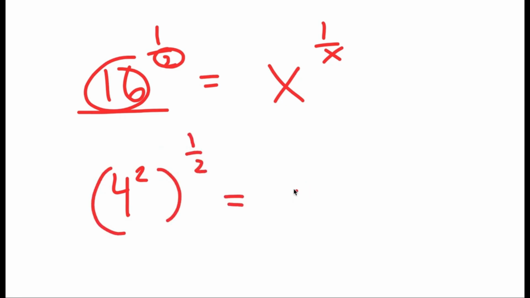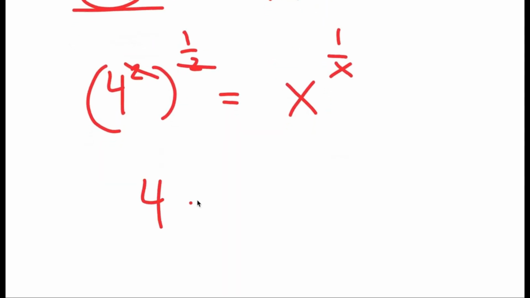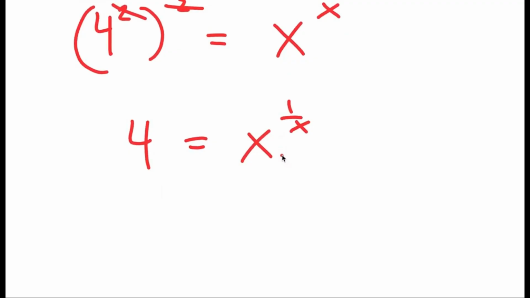So I have 4 squared to the power of 1/2 is equal to x to the power of 1 over x. And now remember, these two multiply. 2 times 1/2 is just 1. So I'm left with 4 is equal to x to the power of 1 over x. Now 4 is the same thing as -2 squared.